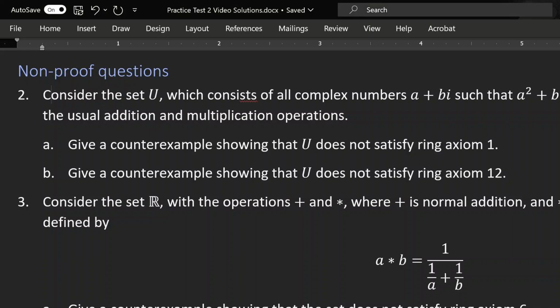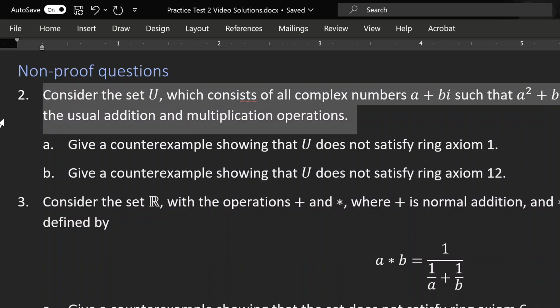Hello everyone. In this video, I'm going to go over a few of the practice test questions with you and how to do them. The numbering on these might be off from what is on your practice test, in which case, sorry about that.